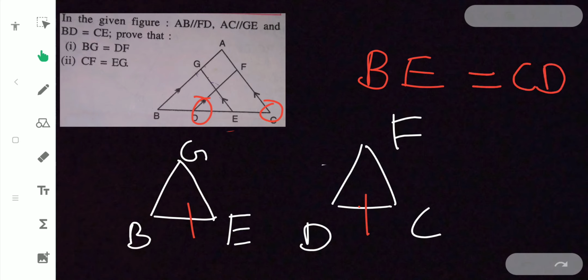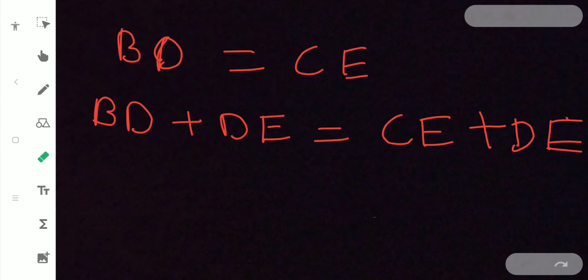So I am explaining it again. What we are having on LHS is BD plus DE. I hope you got how I got this equation. I added DE on both sides, applying the law LHS is equal to RHS.